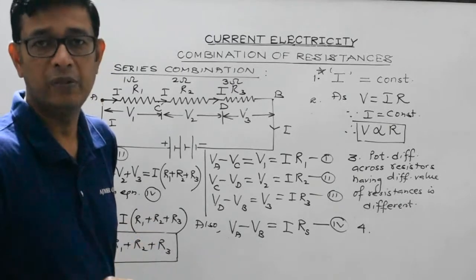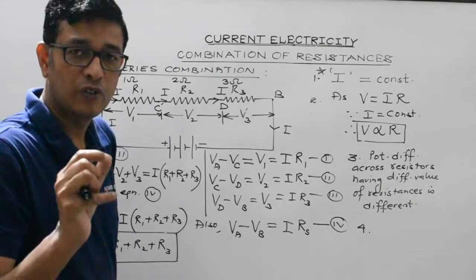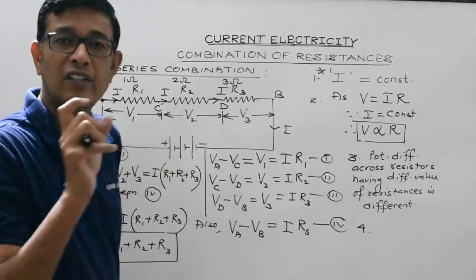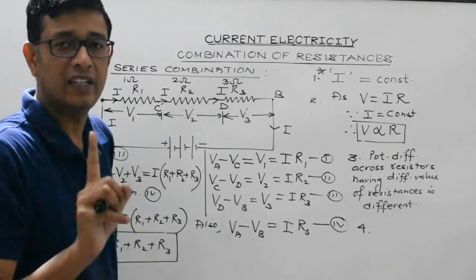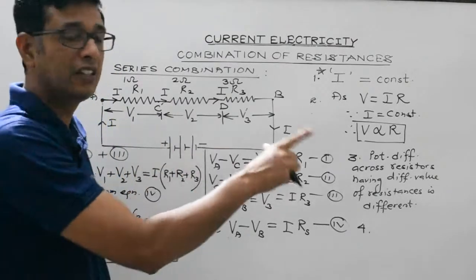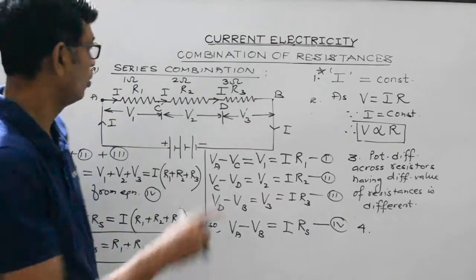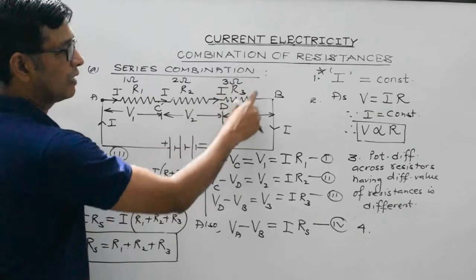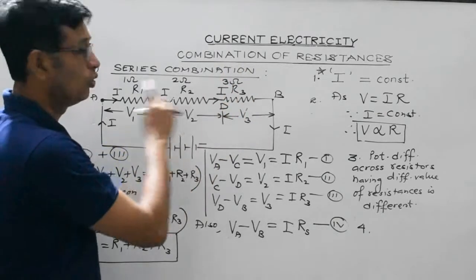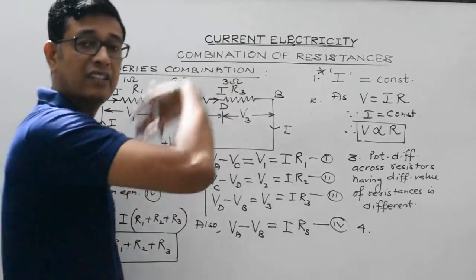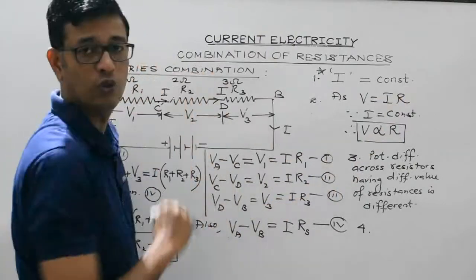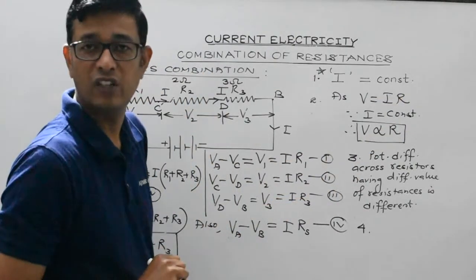Another conclusion can be made. In the series grouping of resistors, the equivalent resistance is always greater than the maximum resistance of the given values of resistances. So over here, 1, 2, 3, this is the maximum value of given resistance. So the equivalent resistance will be greater than 3, which is 6 ohm in this particular case, right?